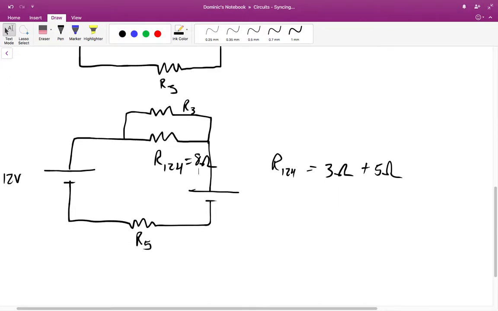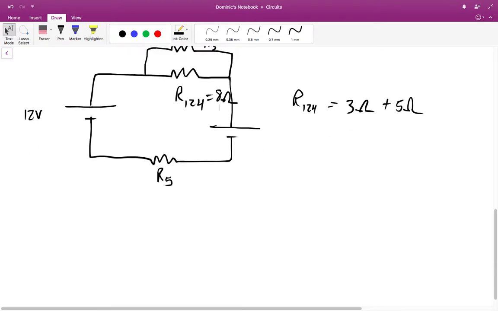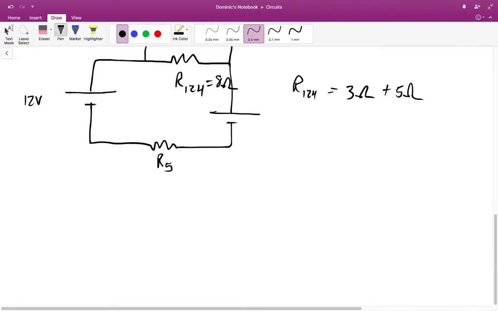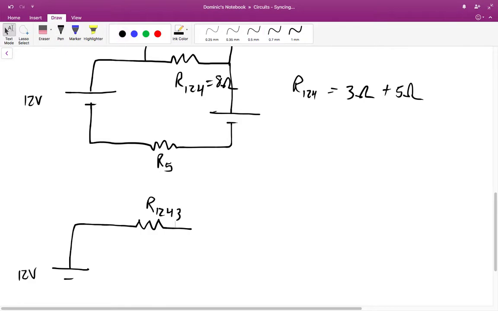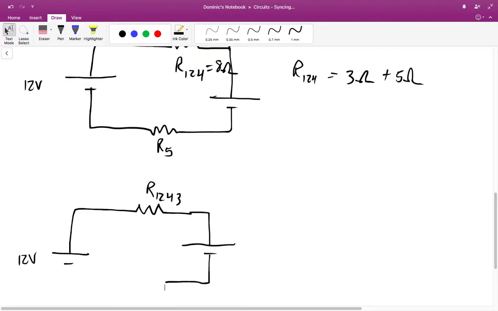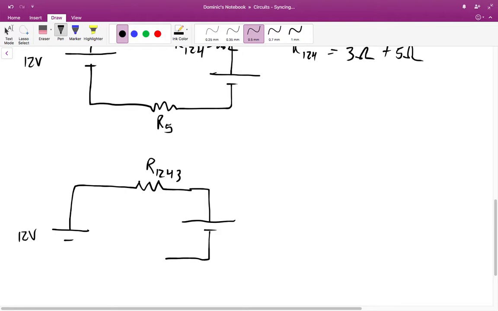Okay, from here, it looks like I can combine R124 and R3. Those two are in parallel with each other. And so I'll be left with, so we'll have our 12-volt battery. And then when I combine those two, I'm going to have this is R1243, I guess, if you want to call it that. And then below that we have our 3-volt battery, and then in series with everything we have R5.